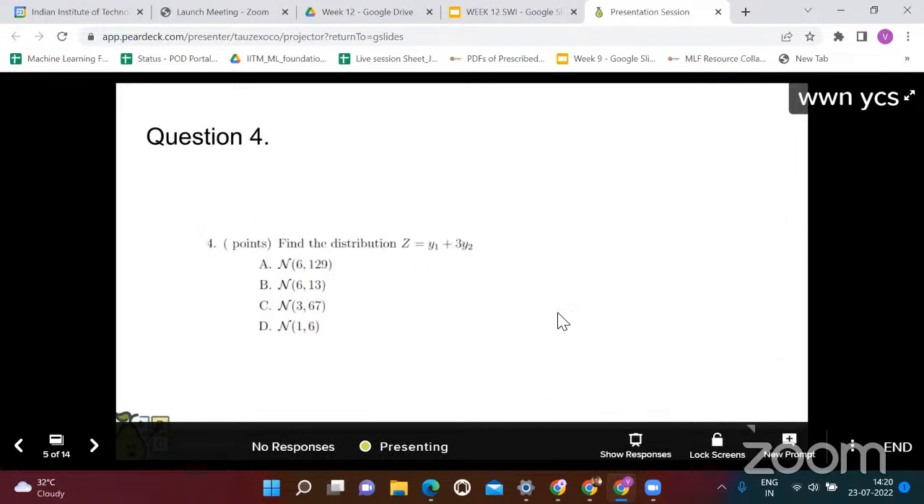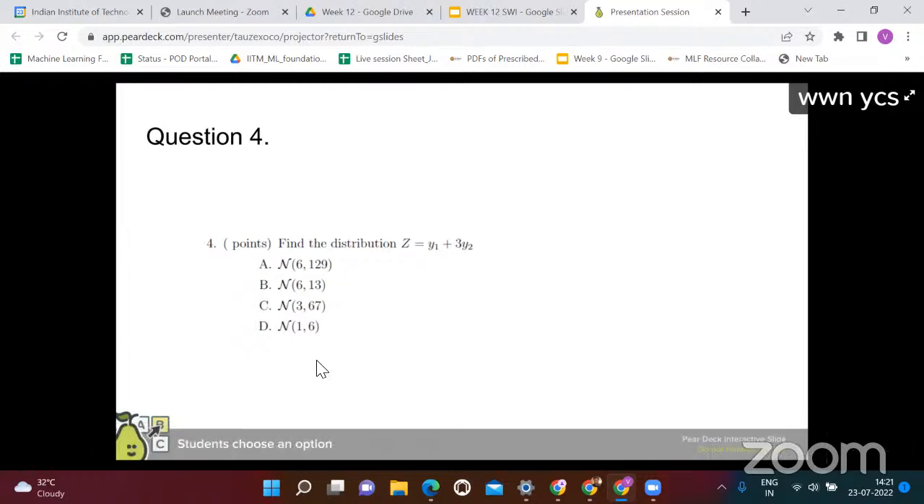This is a bit of a good one. Now you need to calculate the distribution of z, where z is a combination of y1 plus 3 y2. Tell me which is the correct one from these. You need to calculate y1 plus 3 y2, and this is the matrix you already have. To calculate the distribution of z, you need the expected value of z and the variance of z, right? So how will you calculate the expected value of z here?